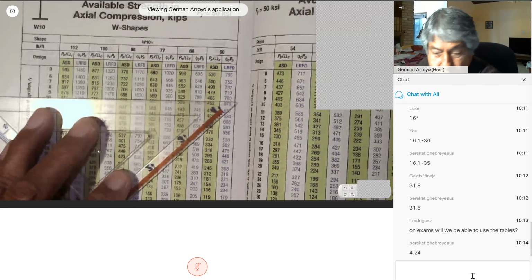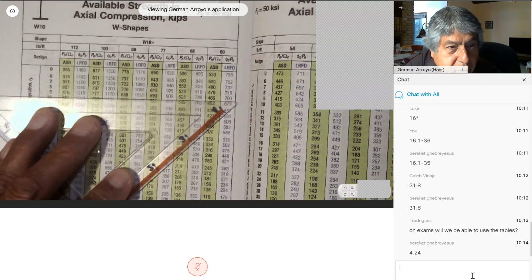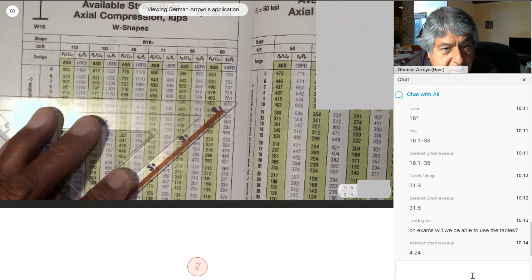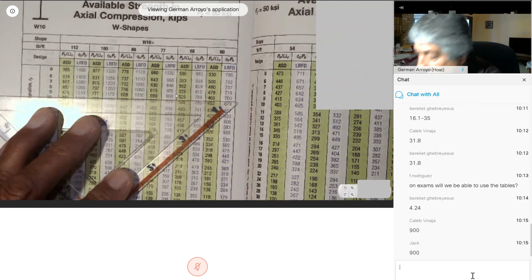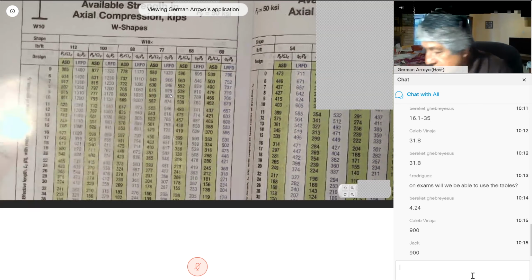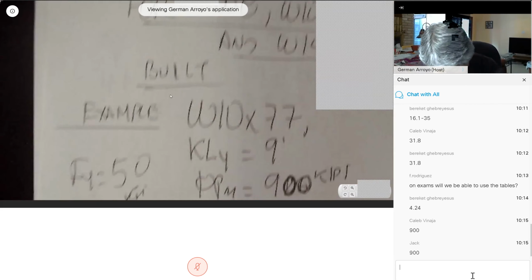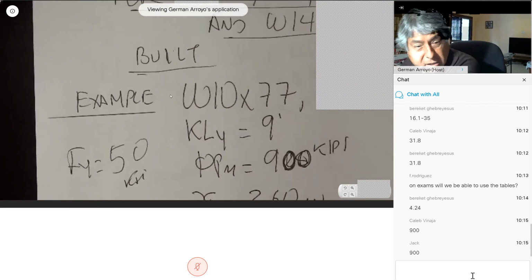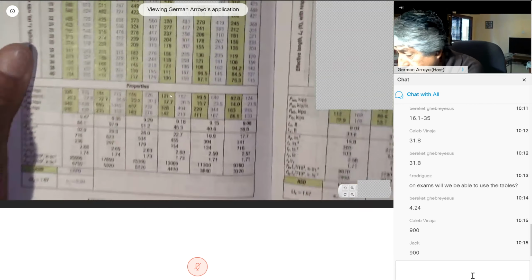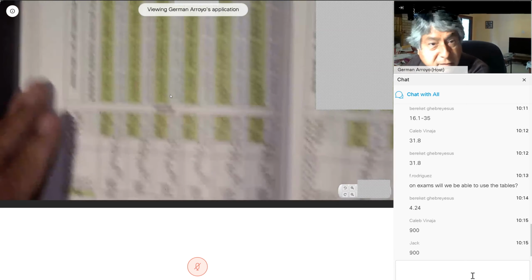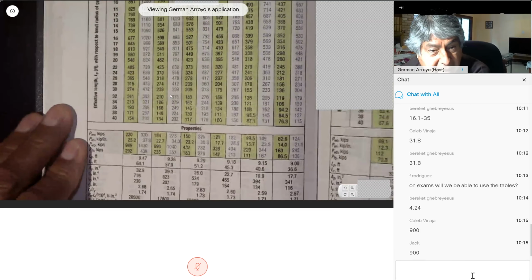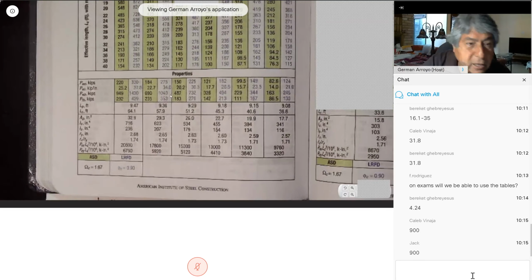Do you see what is the value for W10 by 77? This is the LRFD. What's the value that you're reading there? Right, somebody write a number? 900. Perfect. Okay. So below the page, below the section W10 by 77, they give you the information that we need.